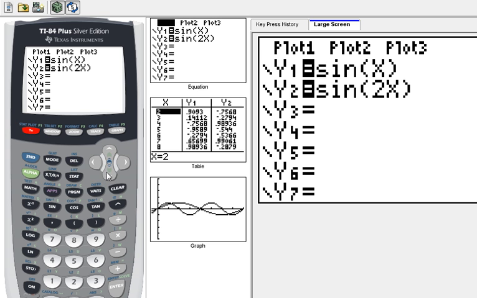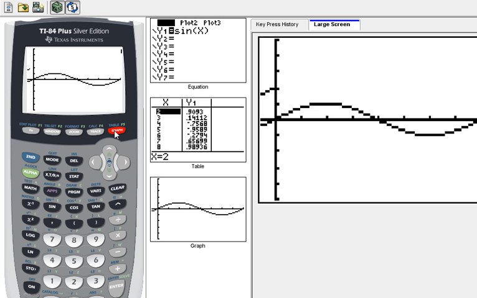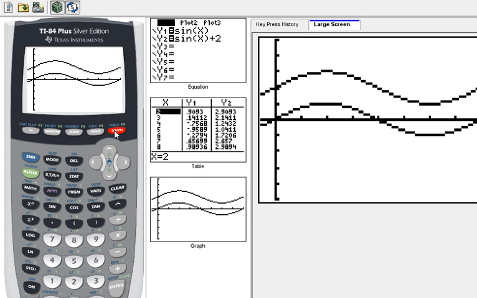A couple more here. Now I want you to go sine of x, close your parentheses, and then add 2 to it. And let's see what that does to the graph. And you can see what that did is it moved the entire graph up 2 units. It did not change the period. It did not change the amplitude. All it did was move the entire graph up 2 units. And now instead of your midline being your x-axis, your midline is going to be up here. Halfway between your high and your low point is your midline. Okay? And now your midline is at 2 instead of at 0. Okay? Instead of at the x-axis.